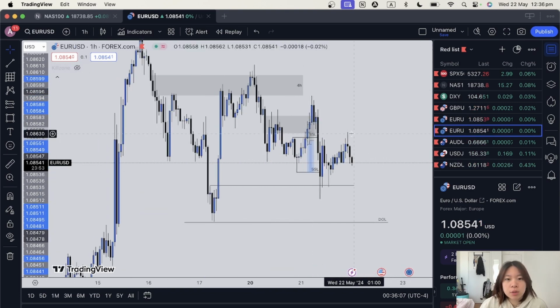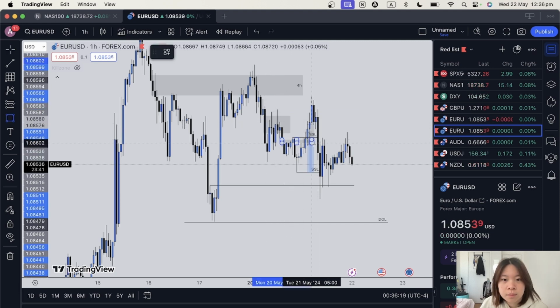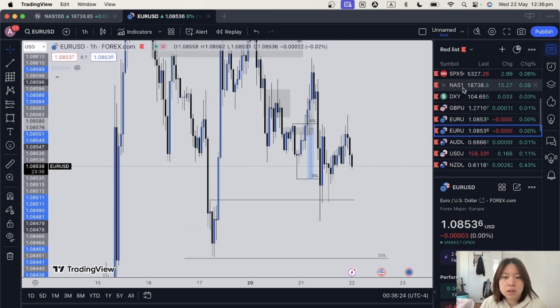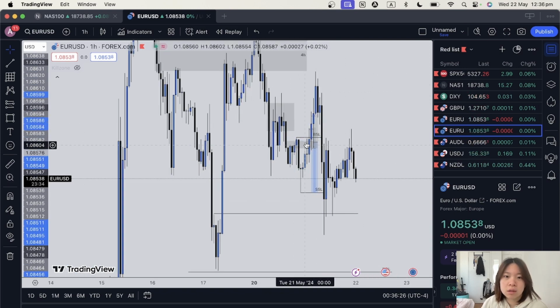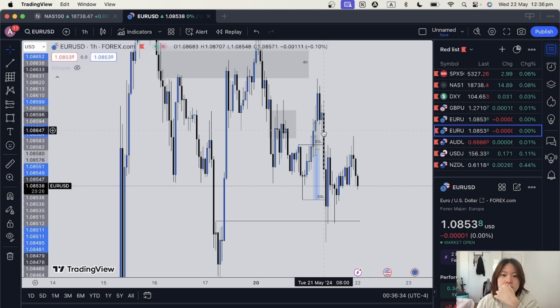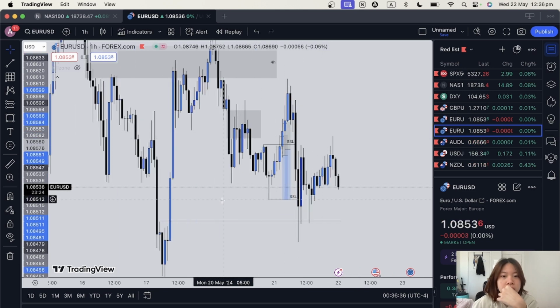Yesterday I had a bearish bias because we were respecting this 4-hour fair value gap and this 1-hour fair value gap right here. That was a little bit disrespected, but I thought it was okay because it was only a little bit. Coming into London session, we've got this sweep of liquidity right here.